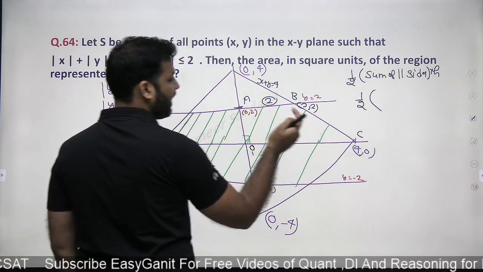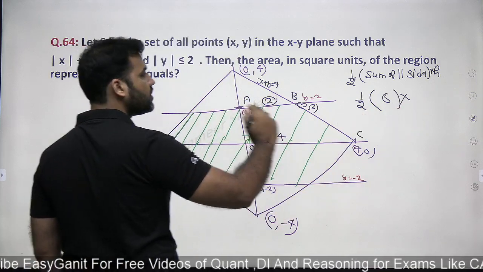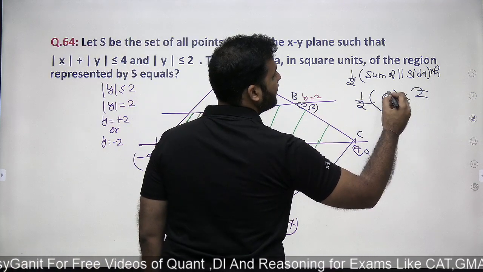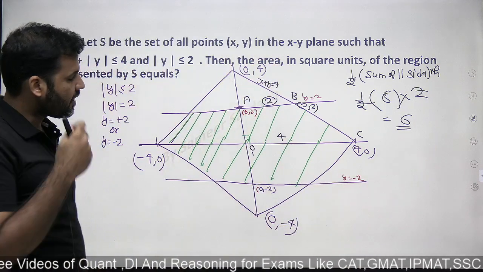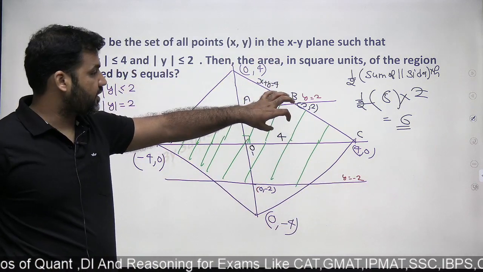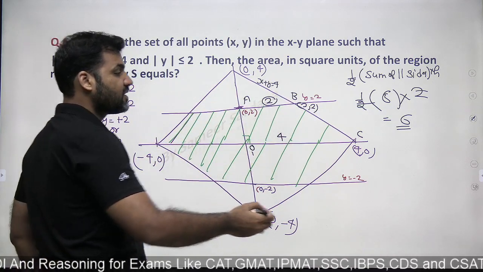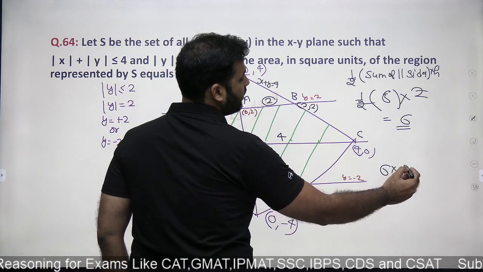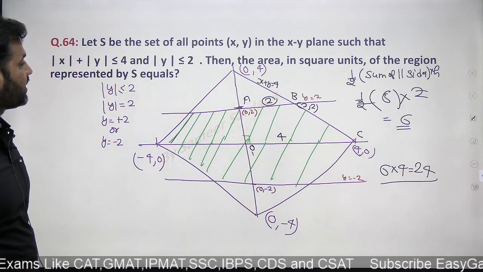So, what is the area? Half into sum of parallel sides. 2 plus 4, 6. Multiplied by the height, which is 2. Right? This gets cancelled. So, answer will be 6. That's it. Area of this region is 6. 4 times 6. Final answer. 6 into 4, that is equal to 24. 24 will be the correct answer.